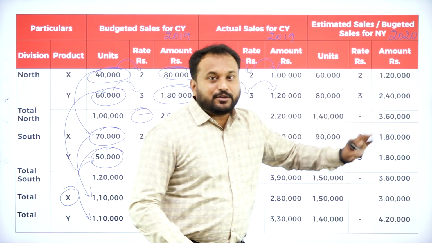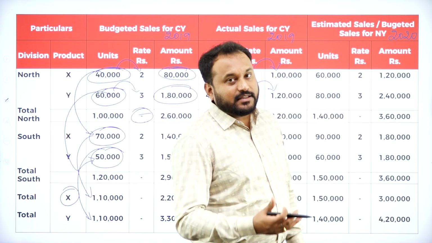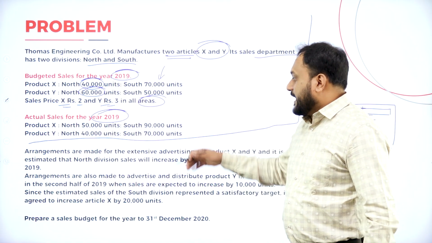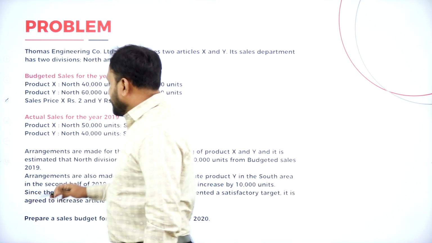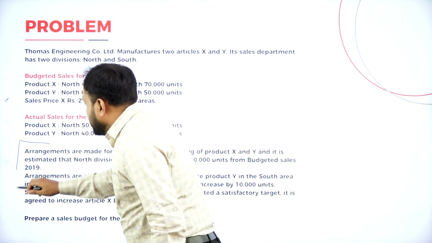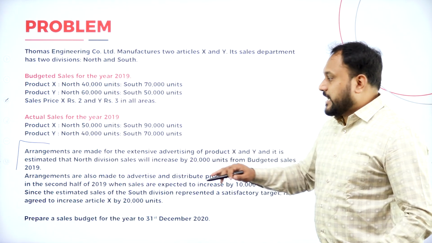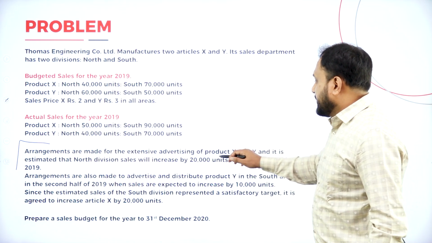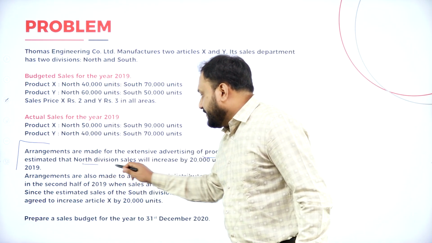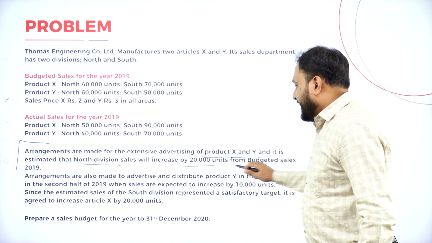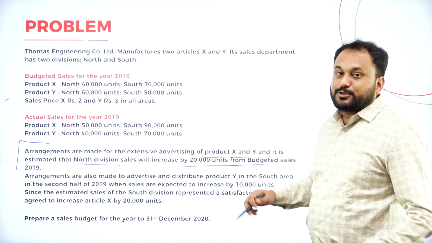Only for this we need to see the adjustment. So what exactly the adjustments are? Now here only they have done, right? I'll just erase the entire block for you right now. Let's go. See, from here the adjustment starts. Arrangements are made for the extensive advertising of product X and Y, and it is estimated that North division sales will increase by 20,000 units from budgeted sales 2019.